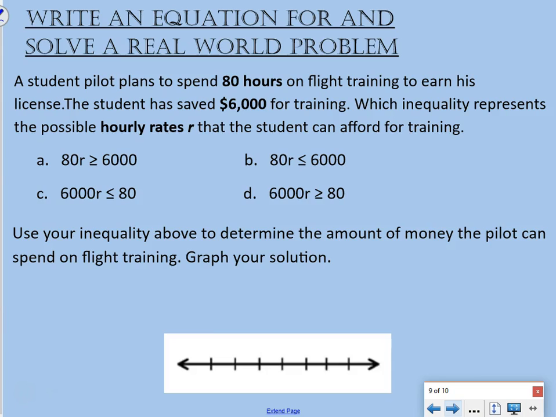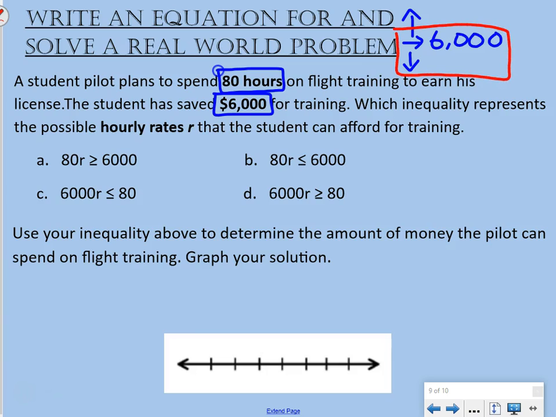A student pilot plans to spend 80 hours on flight training. So over a specific course of time, he's going to practice for 80 hours. The student has saved $6,000 for this training. So that means that's as much as he can spend. Could he spend more than $6,000? No. He could spend exactly $6,000 and he could spend less than $6,000, but he could not spend more than that amount, because he's only saved that amount.